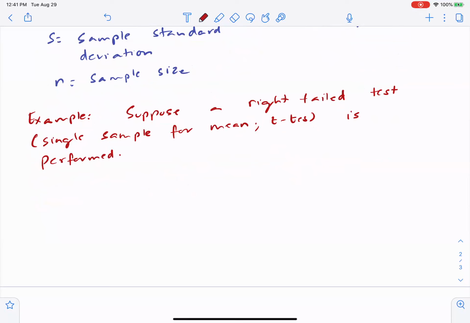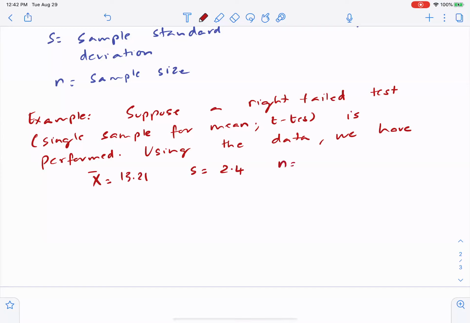It is performed for some hypothesis. Using the data we have x bar to be 13.21. Standard deviation is 2.4. The number of observations or sample size is 8. So someone did a test and they collected a sample with 8 observations. Using those observations, they found the mean and the standard deviation, which are 13.21 and 2.4 respectively.